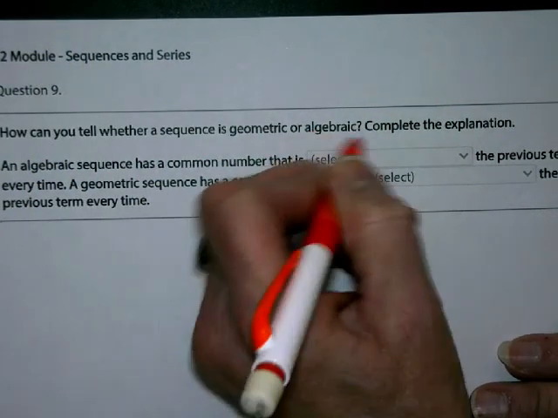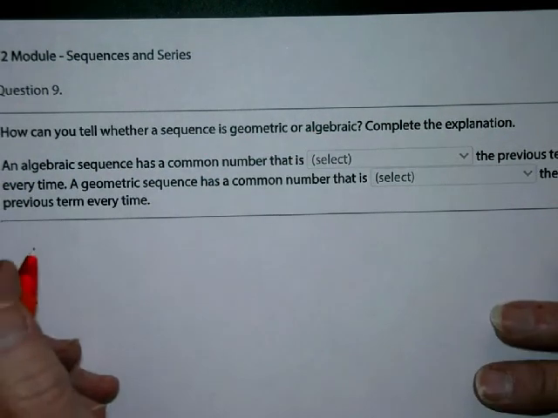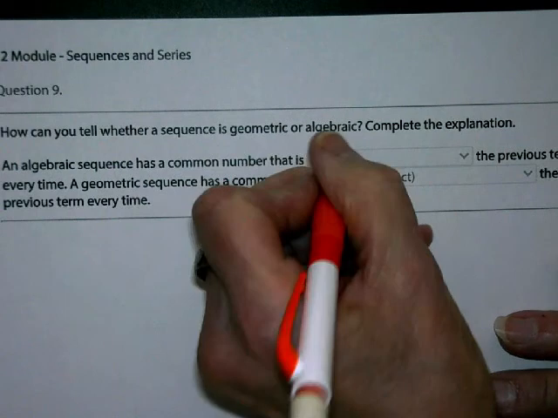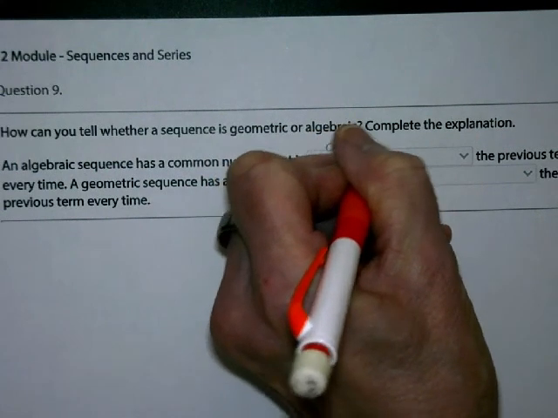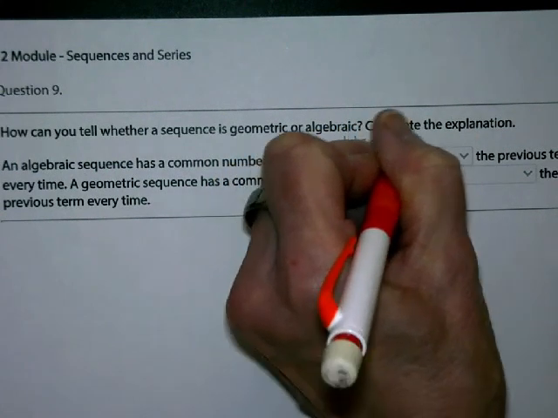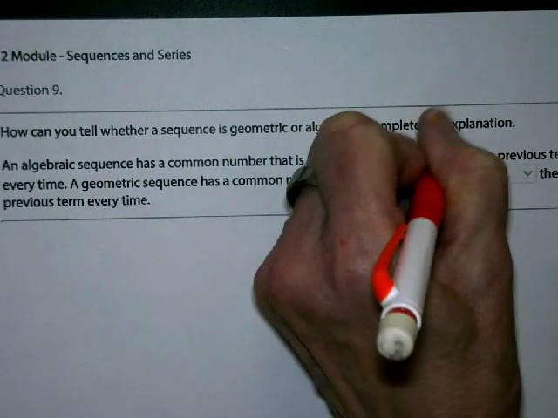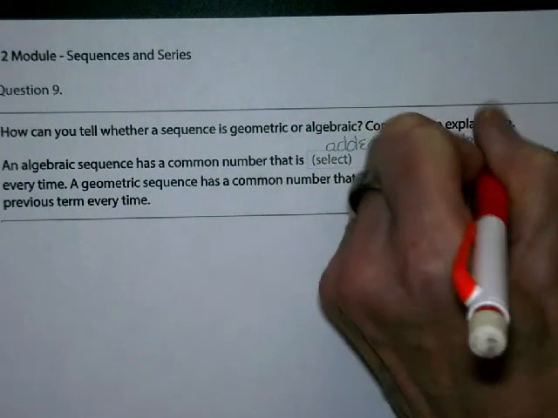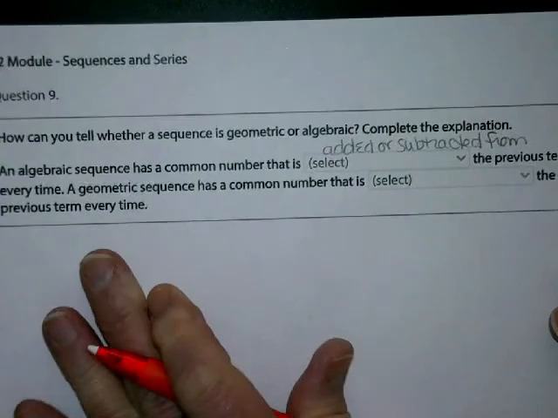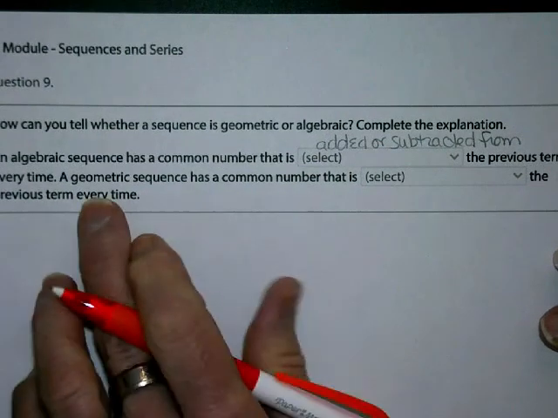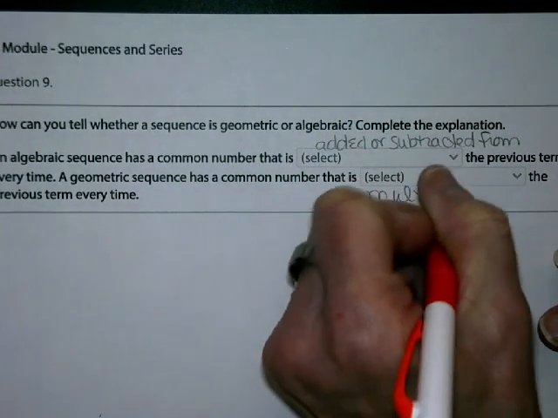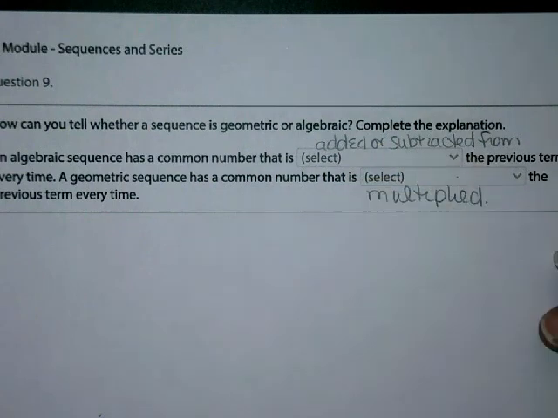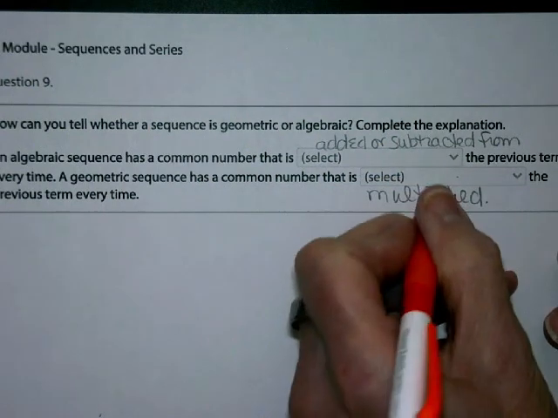Okay, this is just a check to see if you remember what an arithmetic sequence is. They call it algebraic sequence. They should say arithmetic. That's okay, whatever. It has a common number that is added or subtracted. And the reason why we knew that they meant to say arithmetic is because geometric is the common number that's multiplied.